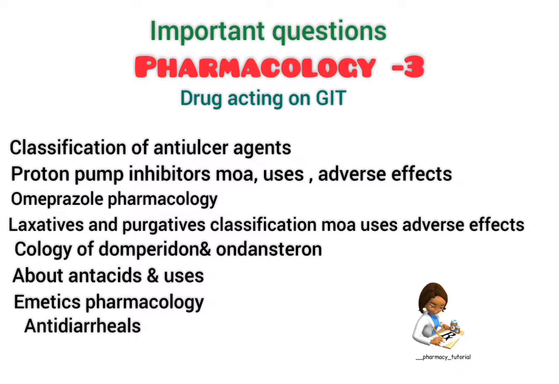And domperidone pharmacology, they are going to ask the drug and its pharmacology. Then they are going to ask the classification of antacids and its uses. For 2 marks also they may ask. And emetics for 10 marks, its pharmacology and mechanism of action you have to write. It is an important concept in Unit 1.